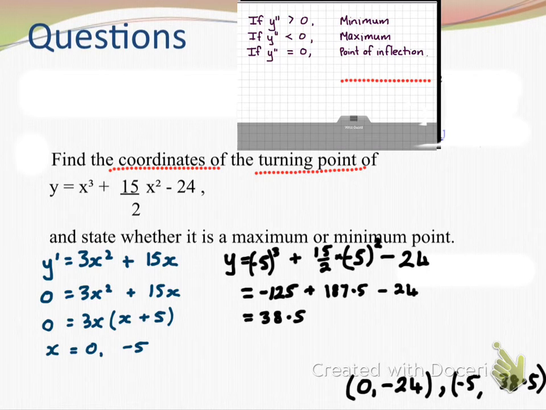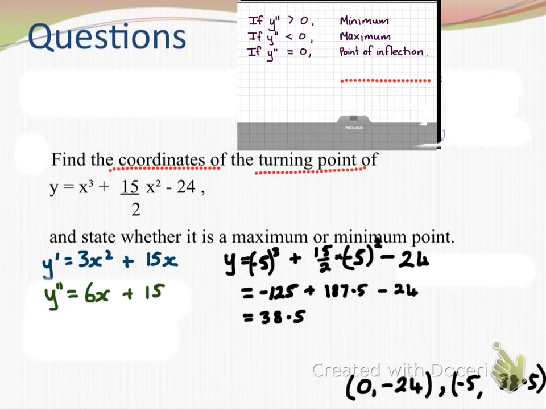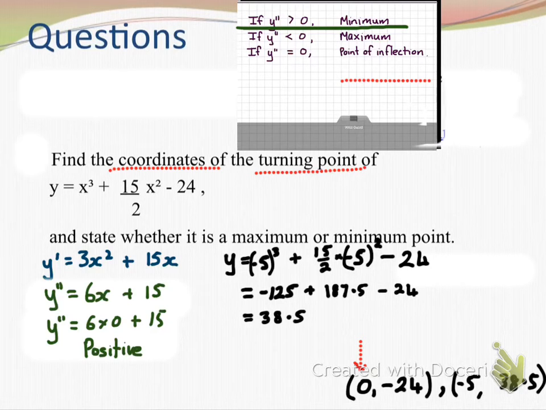So let's go back to what we have learned in previous lessons, that if you double differentiate and it's positive, you've got a minimum. So let's double differentiate 3x squared plus 15x, and you get 6x plus 15. Put the first value of 0 in there, and we can see that 6 times 0 is nothing, plus 15, you've got positive. Therefore it's a minimum, which we knew all along. So the first point is a minimum, 0, -24.